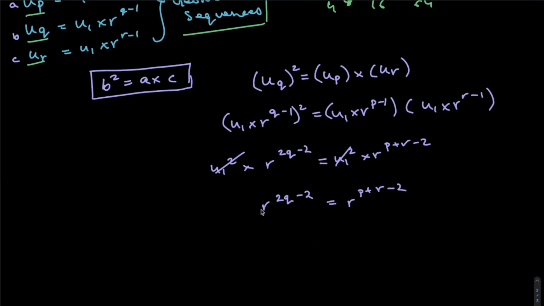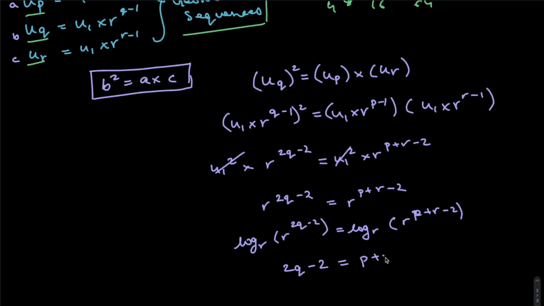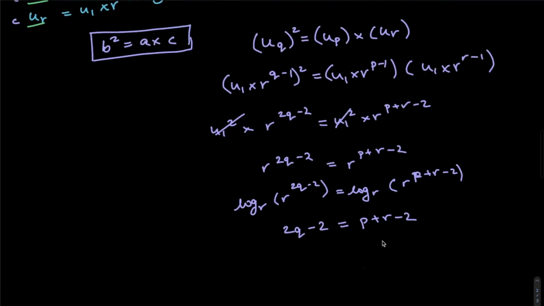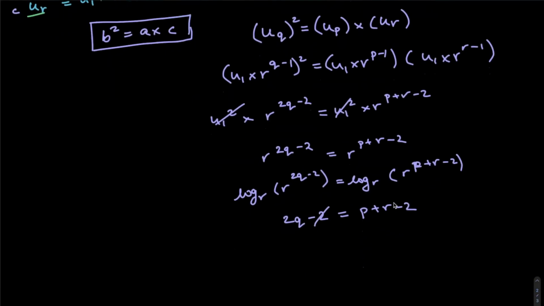Now if I take a log with base R, I take log base R of R raised to the power 2Q minus 2 is equal to log base R of R raised to the power P plus R minus 2. What happens is I'm left with 2Q minus 2 is equal to P plus R minus 2. If I add 2 to both sides, they cancel out.